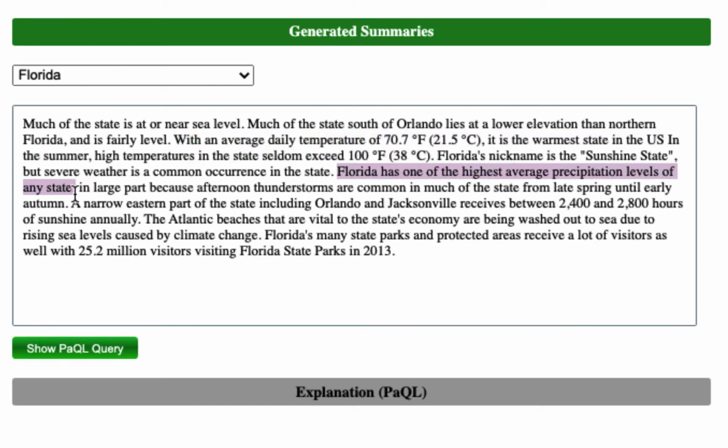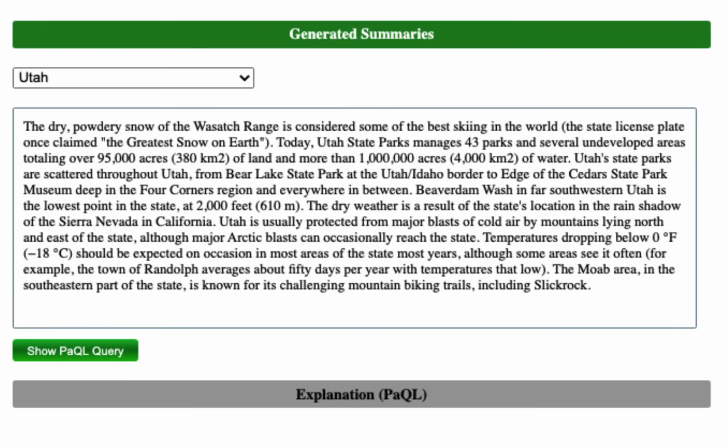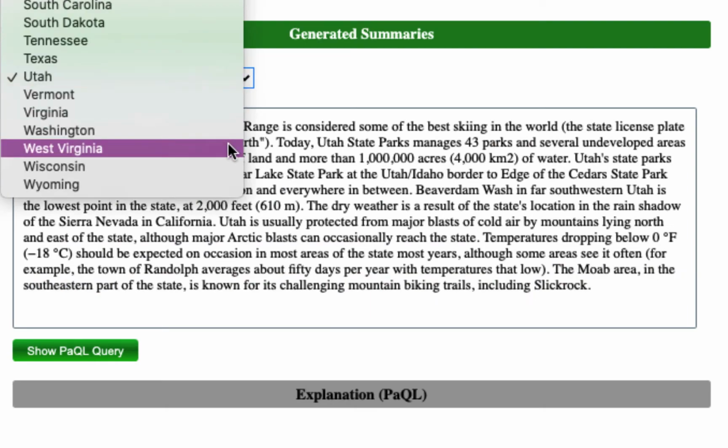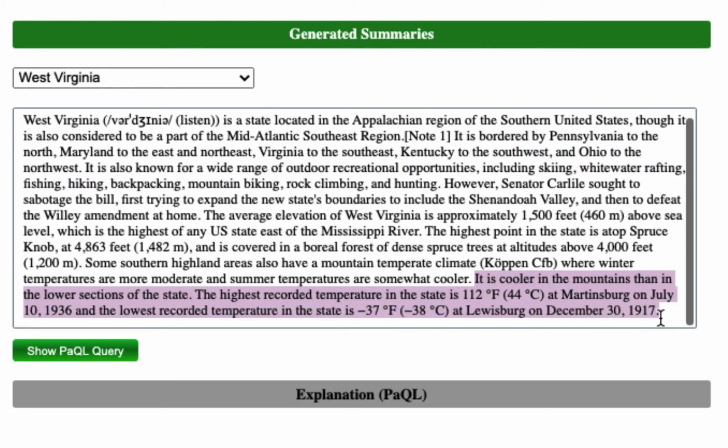Indeed, it contains sentences describing weather conditions and natural places like temperature, thunderstorms, state parks, and beaches, just like our example summaries. Let's try Utah. For Utah, SuDocu found sentences about national parks, temperature, and biking trails. We can try one more. Let's try West Virginia. For this, SuDocu also found sentences related to recreational activities and temperature in the summary.